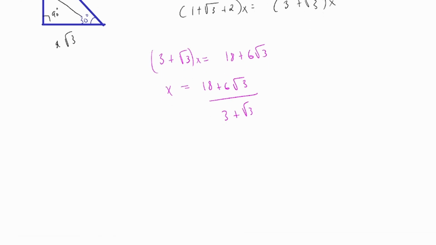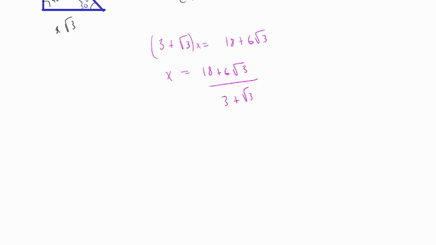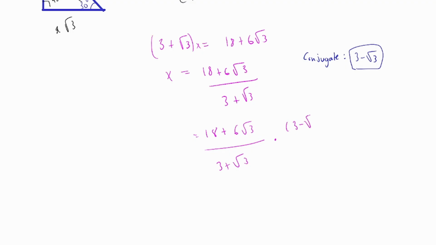Okay, so what do we do now? We've got something that looks irrational in the denominator, right? So what we have to do is multiply the denominator and numerator by the conjugate. If we have 3 plus root 3, our conjugate is 3 minus root 3. Remember, x is going to be equal to 18 plus 6 root 3 divided by 3 plus root 3, and you're just going to multiply by 3 minus root 3 divided by 3 minus root 3.